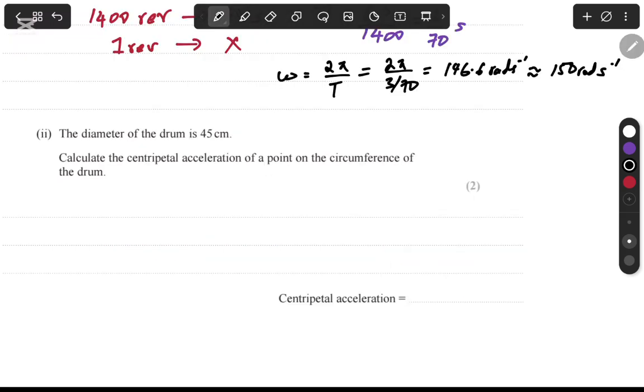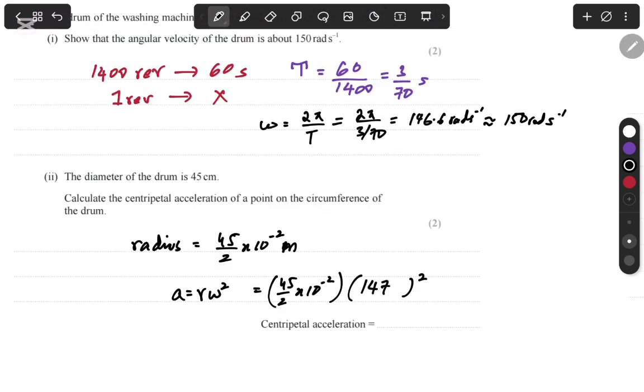In the next part, it says the diameter of the drum is 45 centimeters, and you have to calculate the centripetal acceleration of a point on the circumference of the drum. So the radius is going to be 45/2 times 10 to the minus 2 meters, and we already have the value of omega, so we can plug it in the equation. Centripetal acceleration is equal to radius times omega squared. So when you plug in the values, we're going to get the answer as 4,862 meters per second squared.